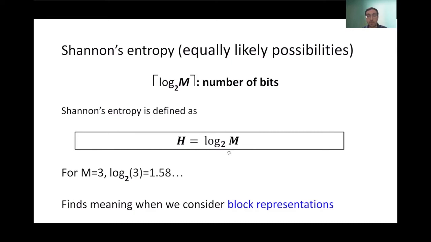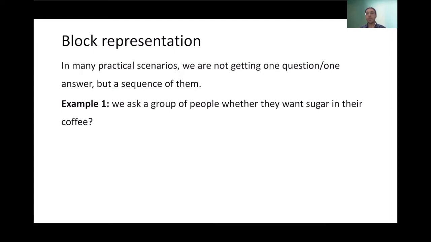So let me explain the idea of block representation. In many practical settings, we are not getting just one question or one answer, but a sequence of questions and answers. So here are some examples. Suppose instead of just having one person and asking him whether he wants sugar in his coffee, we might have a group of people and ask each person in the group whether he wants sugar in his coffee. Then we get a sequence of answers.